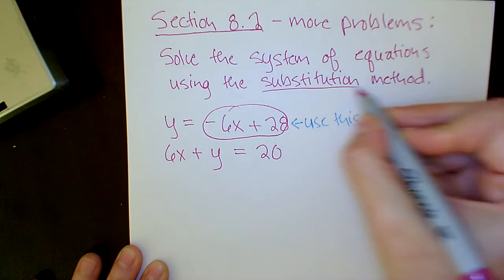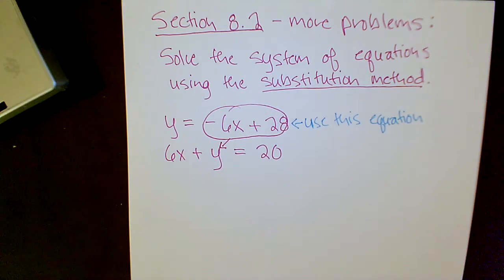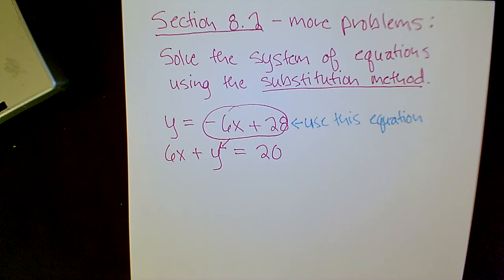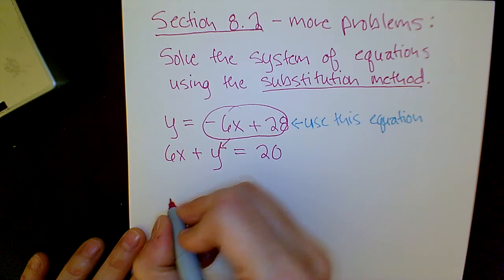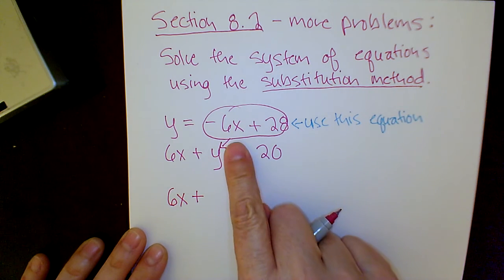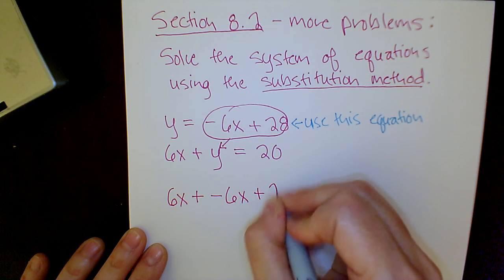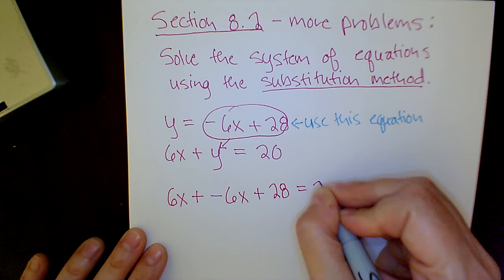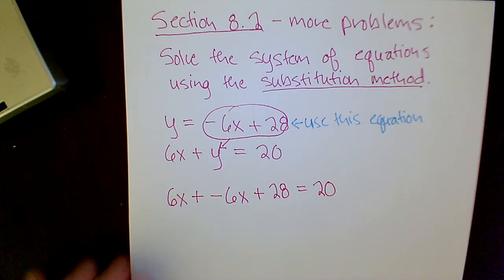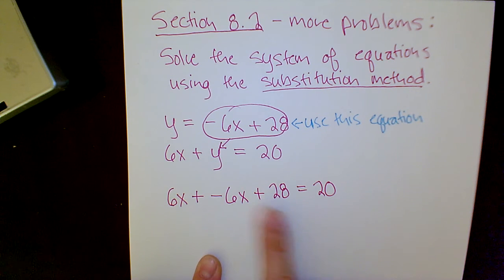So I'm going to use the substitution method, and I'm going to plug that in here for y. I'm going to substitute it in. So I'm going to write 6x. I know y equals this. Just plugging that in and writing everything else down. So this is 6x, this is y, because y equals negative 6x plus 28 equals 20.